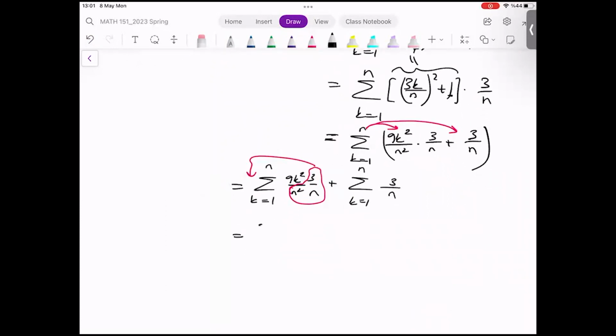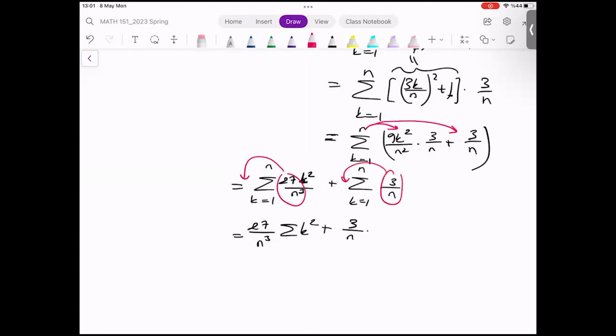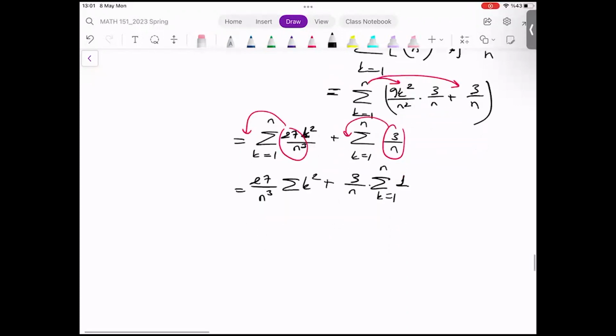So we have 3 of, sorry, maybe I should write the multiplied version here. Let me write the multiplied version here. We have 27 k squared over n cubed. That's why this whole thing is the constant which should go out. 27 over n cubed. We have k squared and 3 over n again. This is a constant which should go out. k is from 1 to n, just 1. Okay, what do we have now?